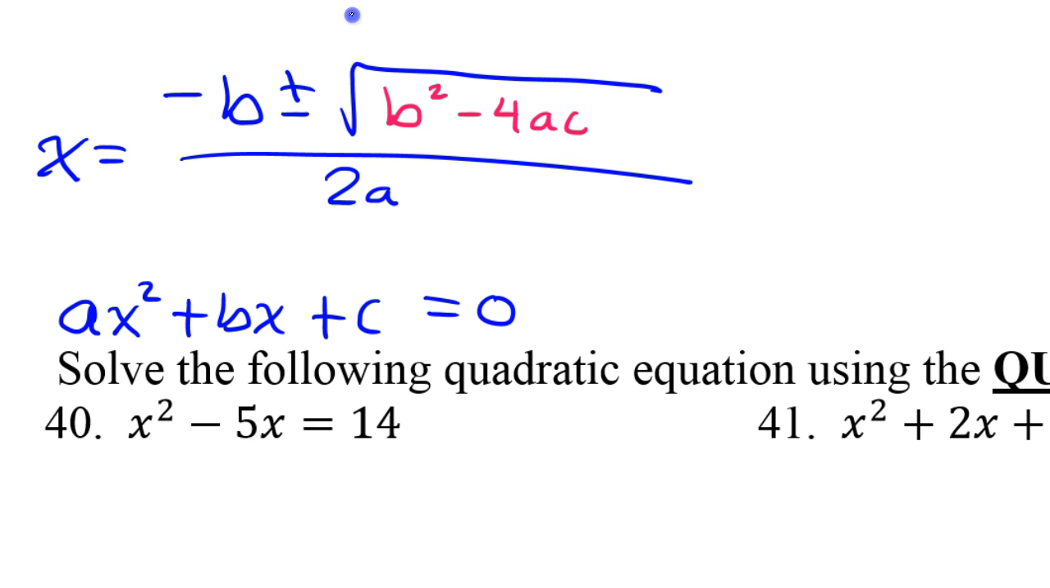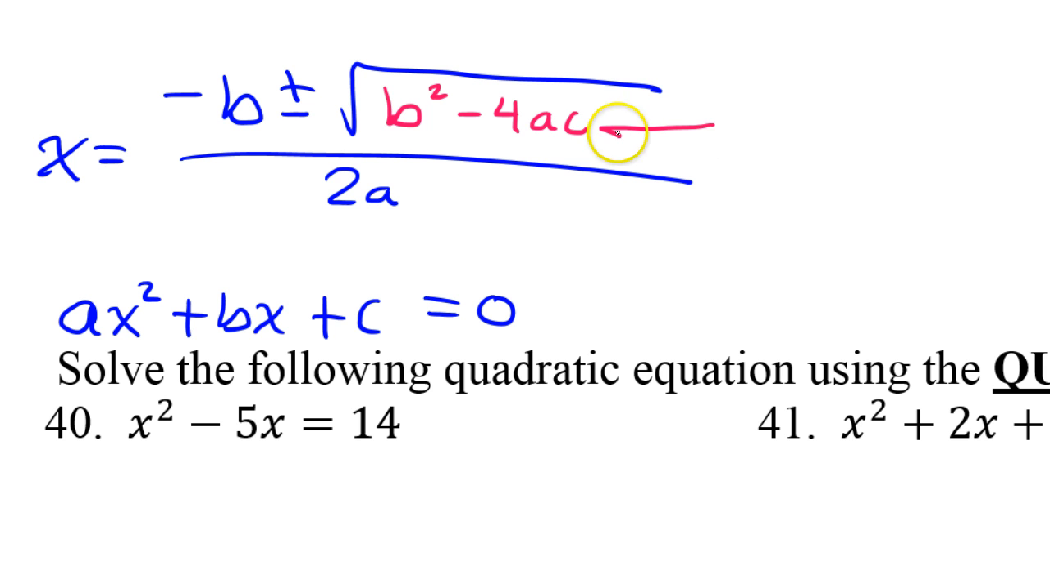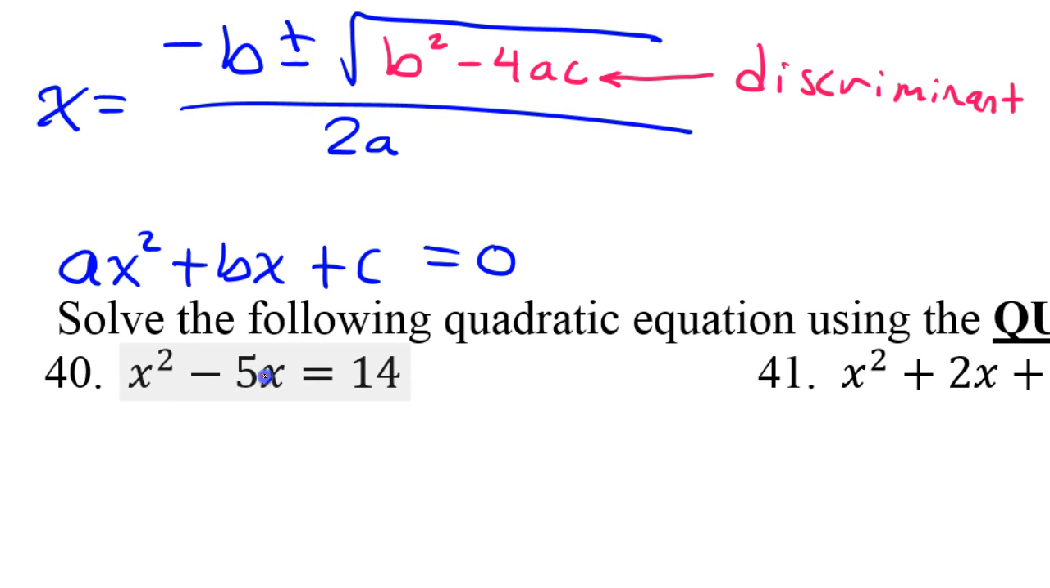Now I wrote this part in pink because it has a special name. It's called the discriminant. And when you're doing the quadratic formula, you should always calculate the discriminant first before you do the rest of the problem. So that's what we're going to be doing.